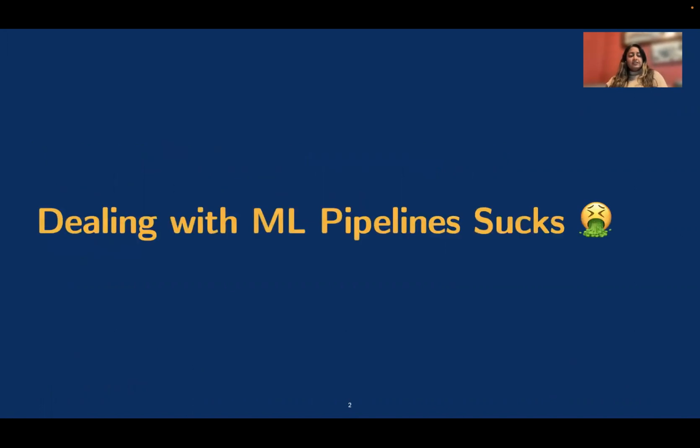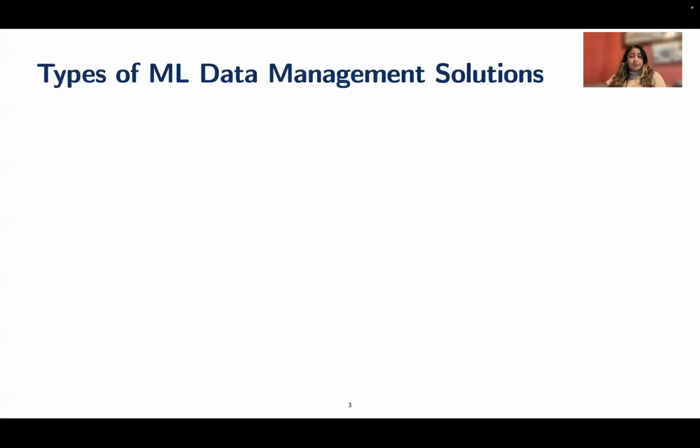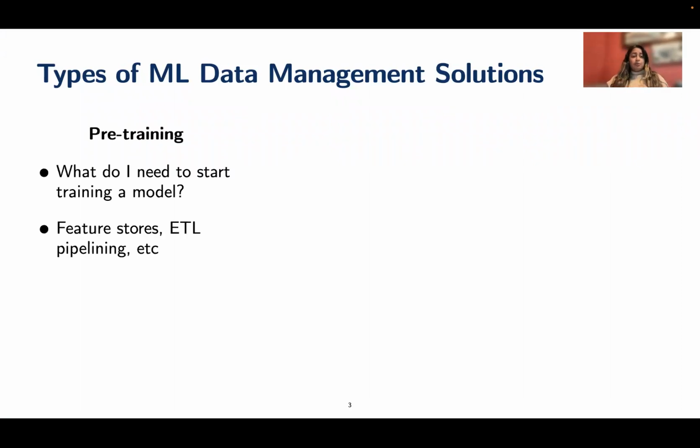I'll start off by saying that dealing with ML pipelines just flat out sucks. And as a community, we've come up with some pretty cool data management solutions. I'll categorize them into three classes. One around pre-training, which revolves around, okay, what do I need to start training a model? Maybe feature stores, ETL pipelining solutions, etc.